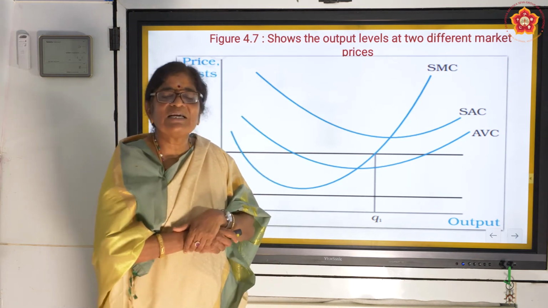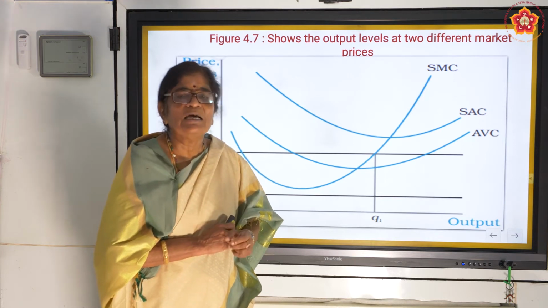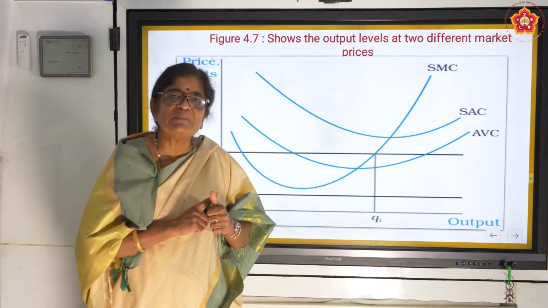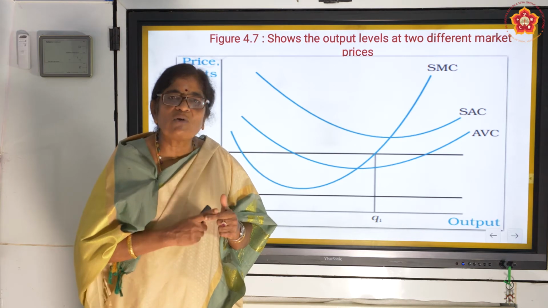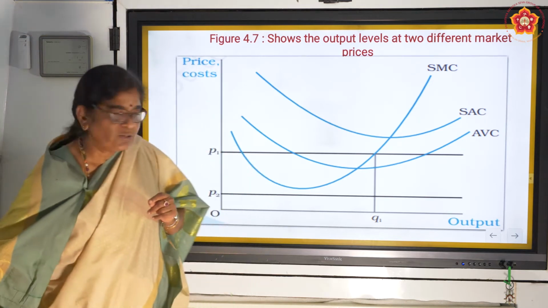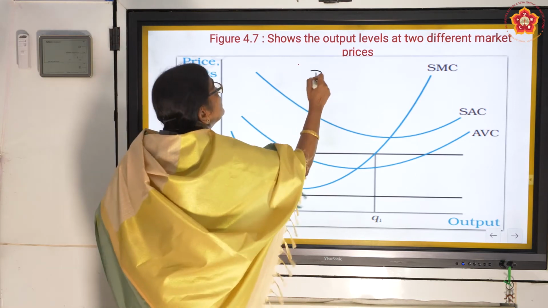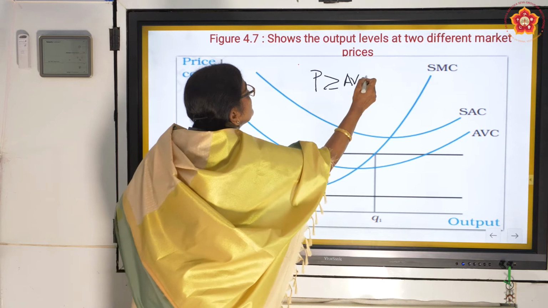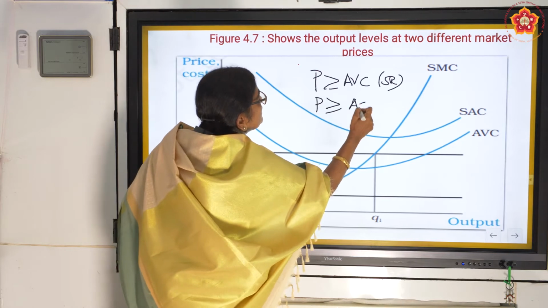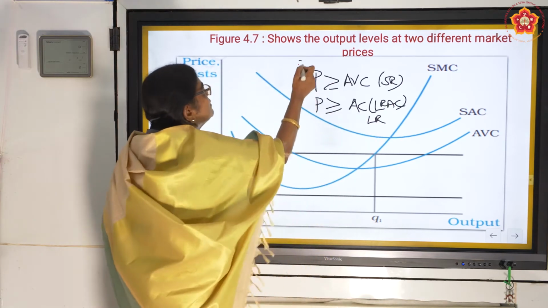Why? In the last class we defined three conditions needed for a firm in a perfectly competitive market to ensure the profit maximizing level of output. What are the three conditions? First, P must be equal to MC. Second, MC must be non-decreasing. Third, for a short run firm, price must be greater than or equal to AVC. In the long run, P must be greater than or equal to AC, which is LRAC in the long run. This is the third condition.